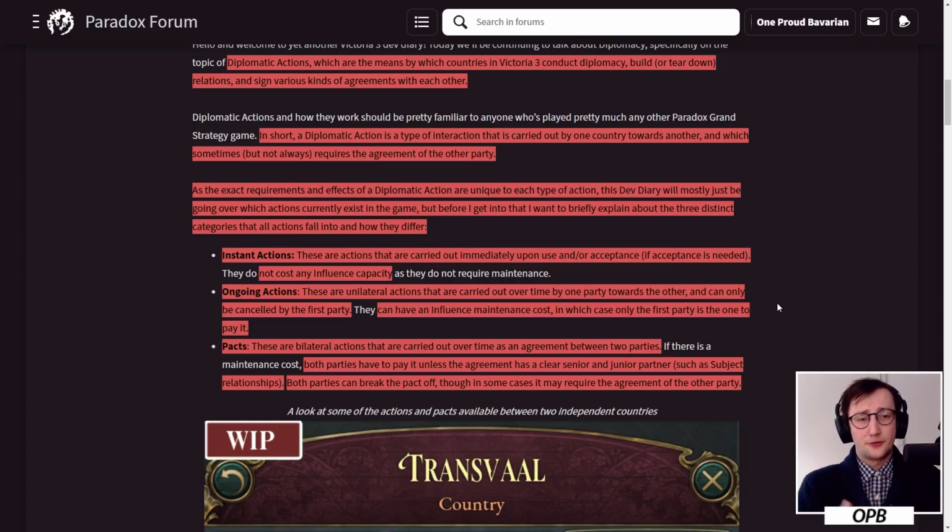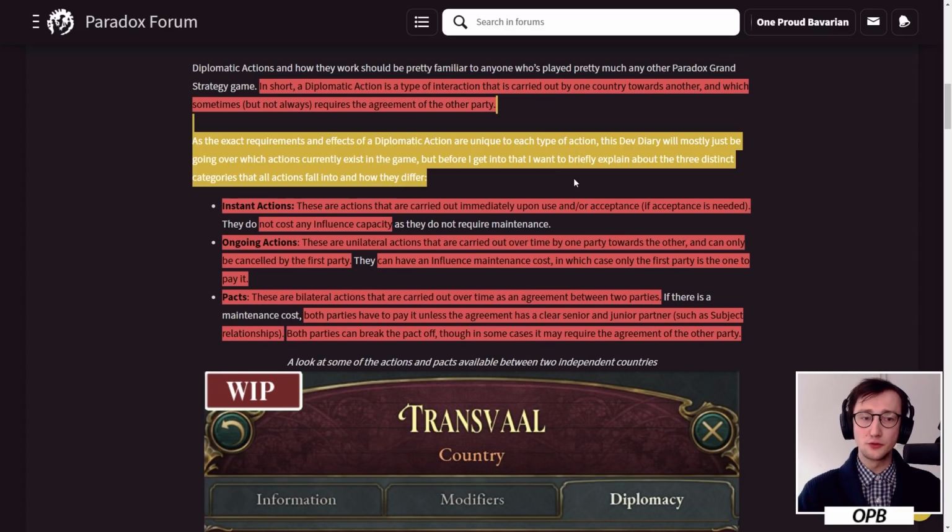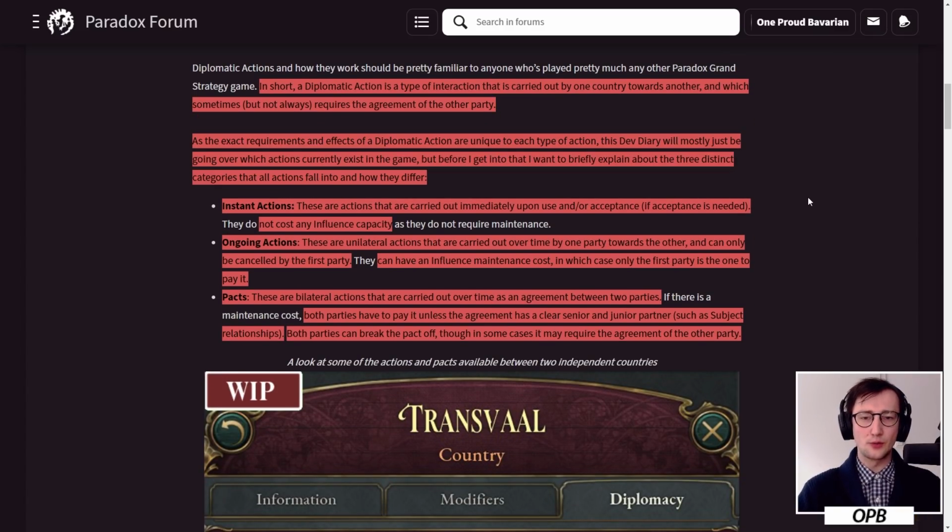For example, if you create any sort of pact, any sort of alliance, that obviously needs approval. If you just increase relations with somebody, they don't need to approve of that, you can just do that. As the exact requirement and effects of a diplomatic action are unique to each type of action, this Dev Diary will mostly just be going over which actions currently exist in the game, but before I get into that, I want to briefly explain about the 3 distinct categories that all actions fall into and how they differ.